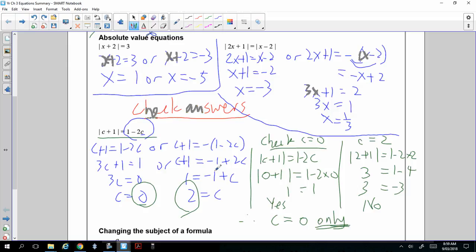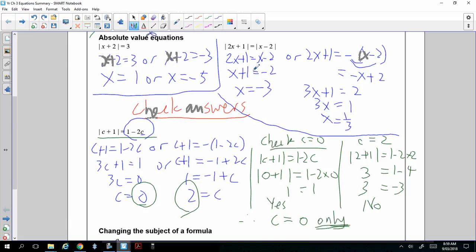Okay? So there are exactly 3 cases. This one, this one, this one. You have to check answers for the last case. These 2 do not need checking answers. Okay? Alright, hopefully you can move on. All done. We've got 4 pages to go through, so we're almost through the first page.